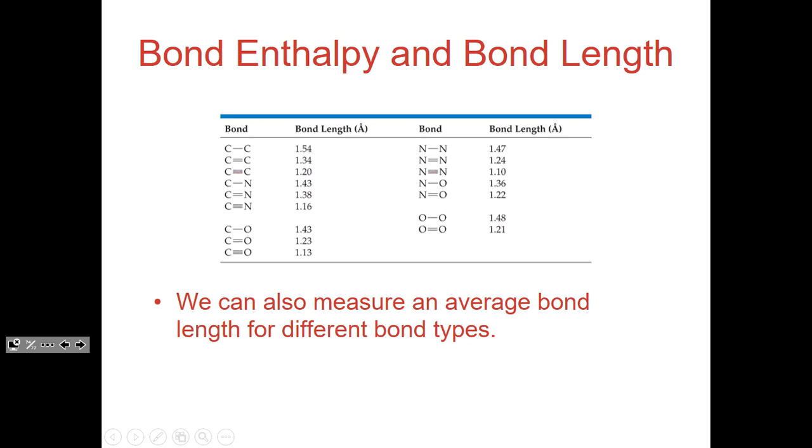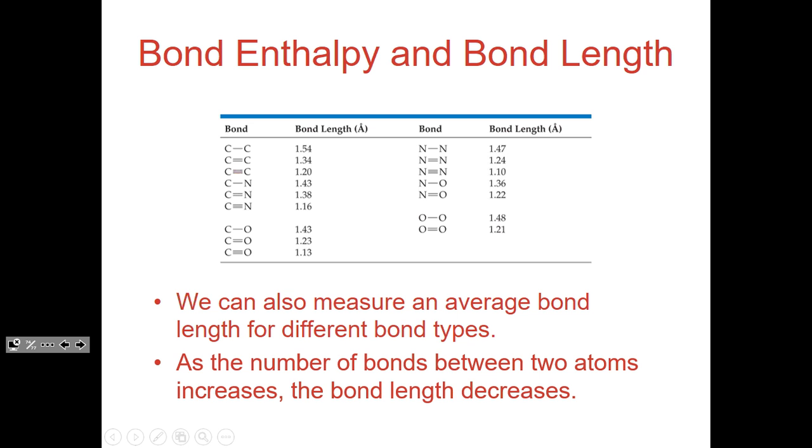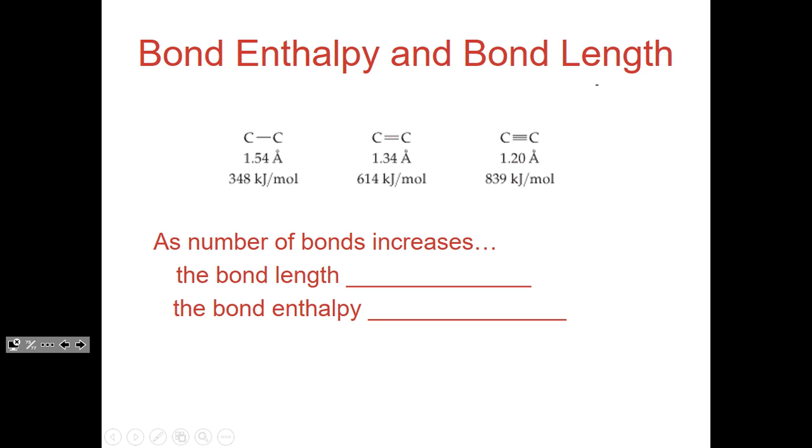Now, there is a direct relationship between the length of a bond, the number of bonds between the two atoms, and also the bond enthalpy. Looking at the average bond lengths for the different bond types, for C to C, the single bond length is 1.54 angstroms. As a double bond, it's 1.34, and as a triple bond, it's 1.20. So as the number of bonds between the two common atoms increases, the bond length decreases.